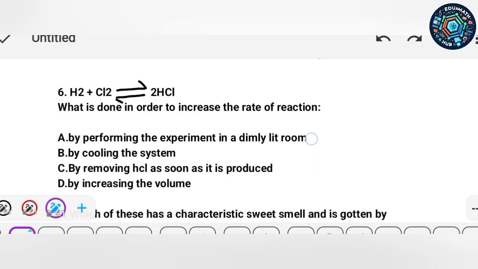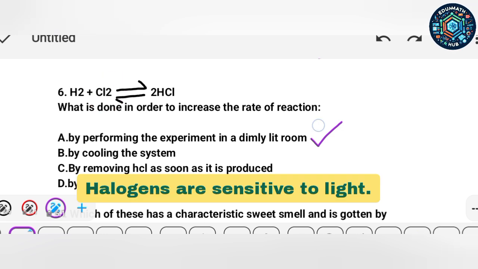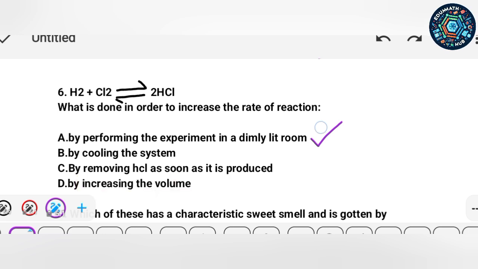Now, by performing the experiment in a dimly lit room, this experiment will not take place because chlorine is a halogen, and most halogens are active when there is bright sunlight, or when the environment is bright. So this one is wrong. By cooling the system, this reaction will not move in the forward direction because you're trying to increase the rate of reaction. You're trying to increase the production of HCl. So you need to increase the temperature, not cool it.